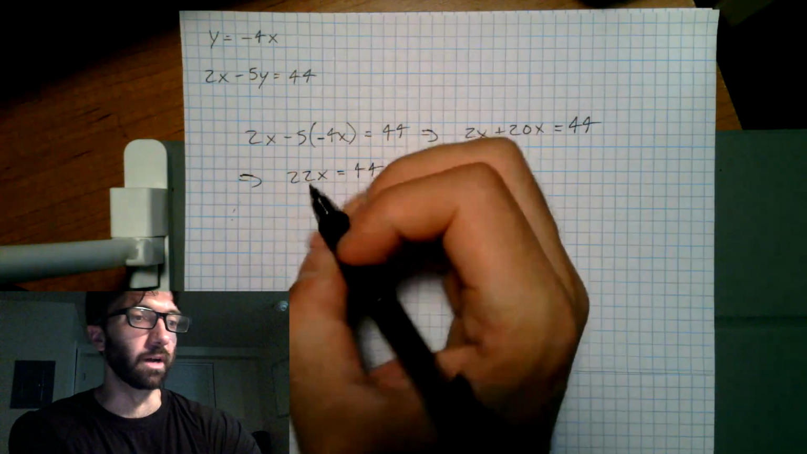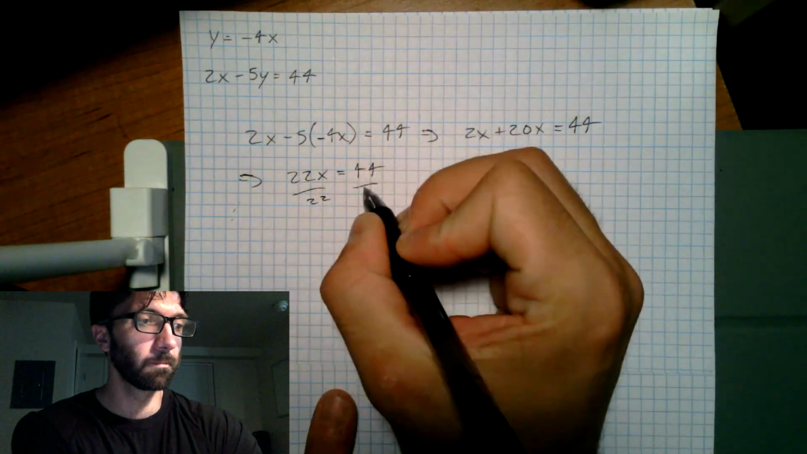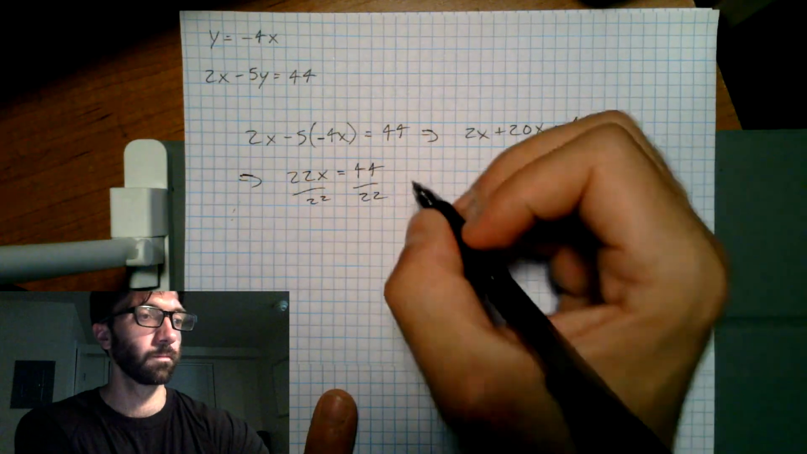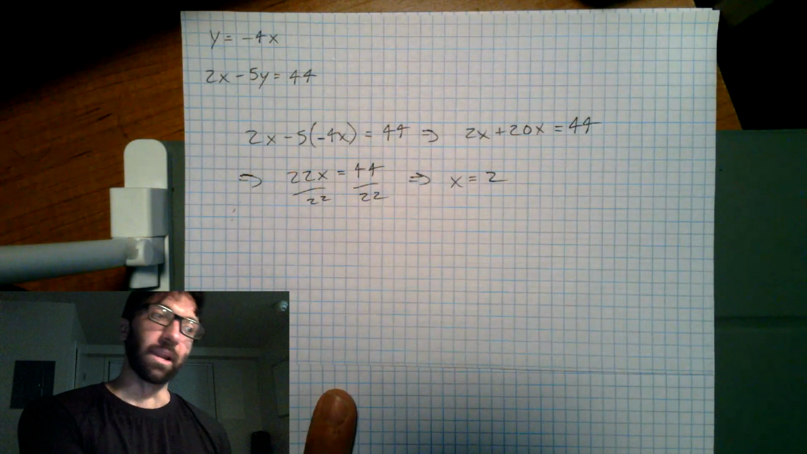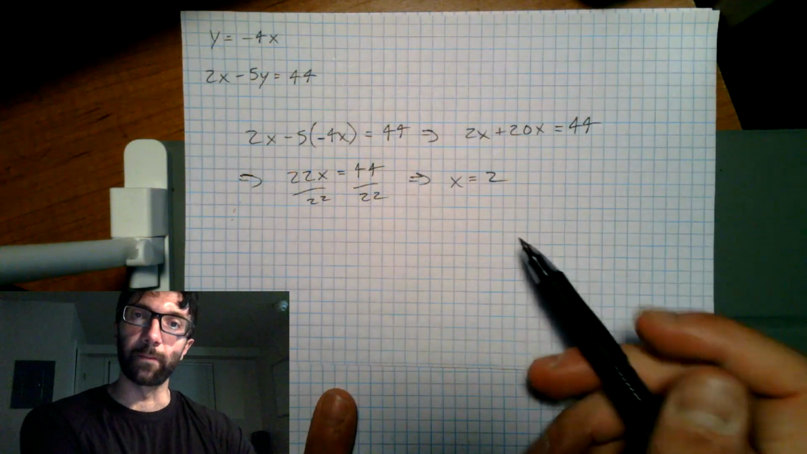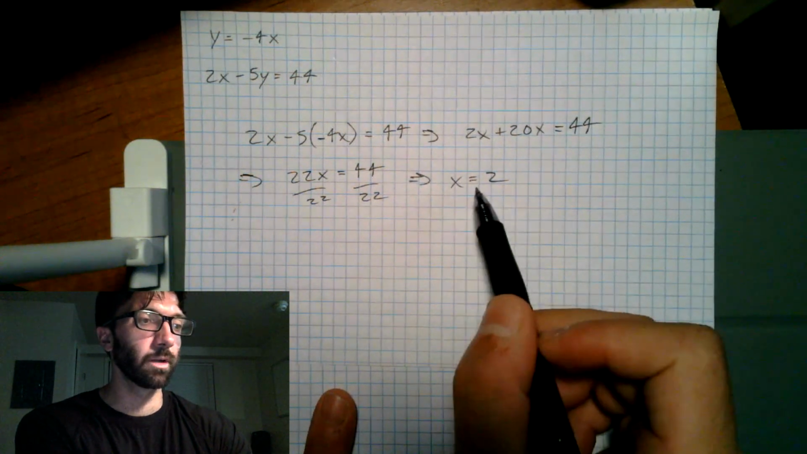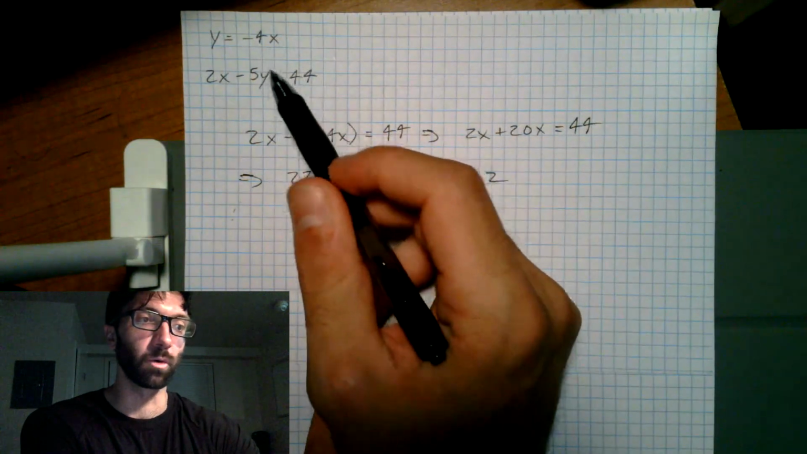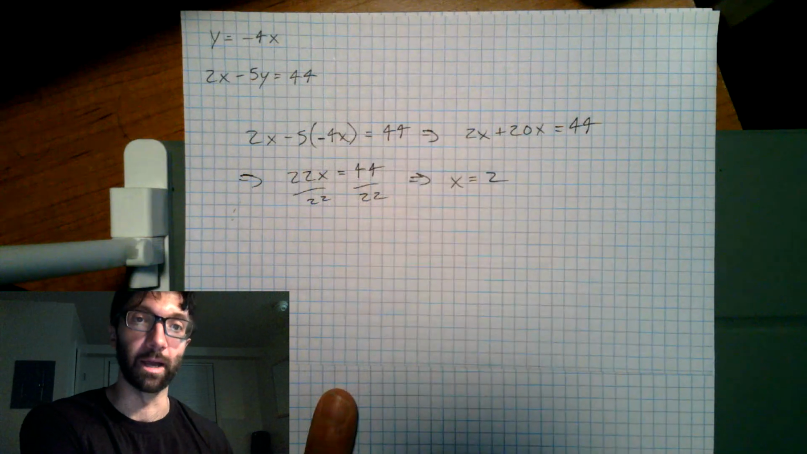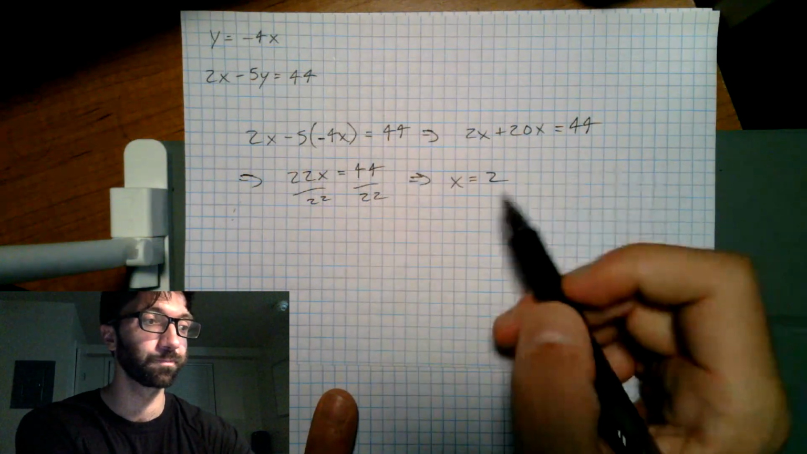And then of course I divide both sides by 22. And I see that x equals 2. But again, I'm not finished. This is just the x coordinate, right? So now that I have my x coordinate, I can go ahead and substitute this into either equation for x, and that'll spit out the y value.